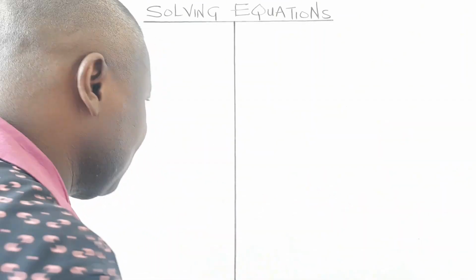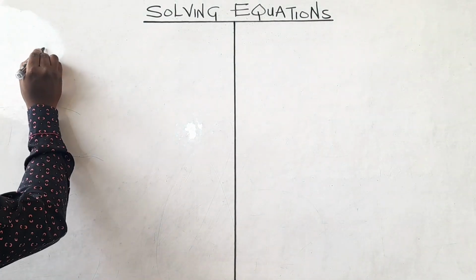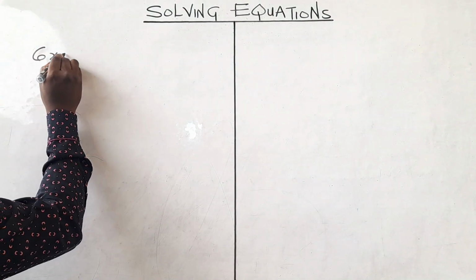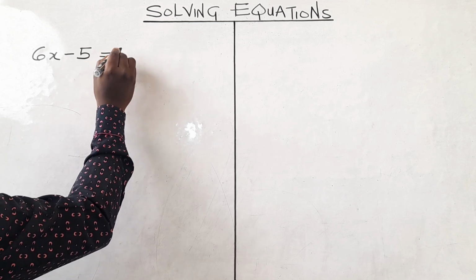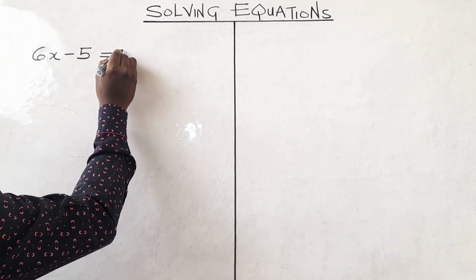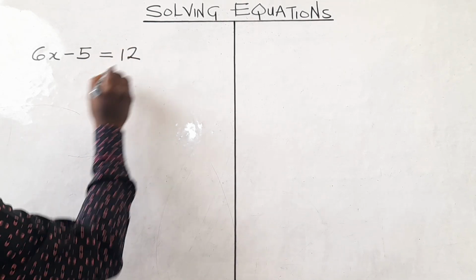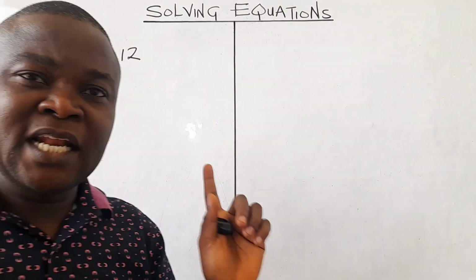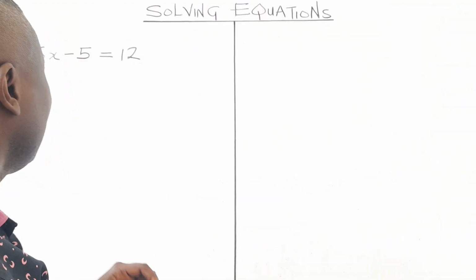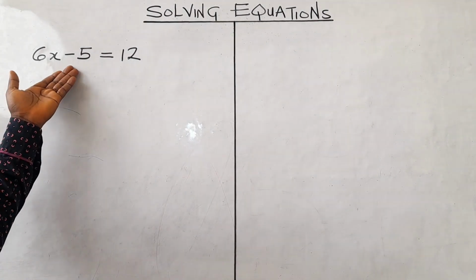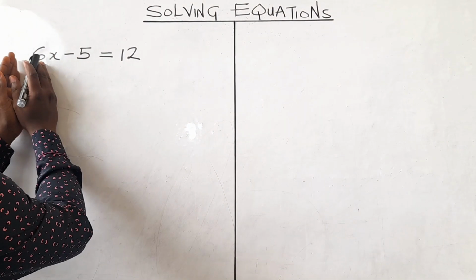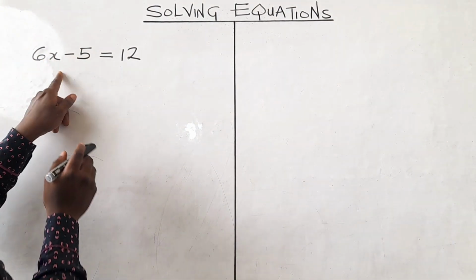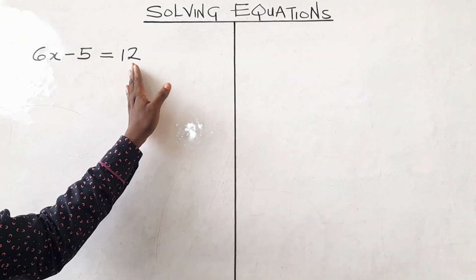For instance, we have 6x minus 5 equal to, say, 12. What this is telling us is that we want to check if this side of the equation is equal to this other side, which is what? Just 12.